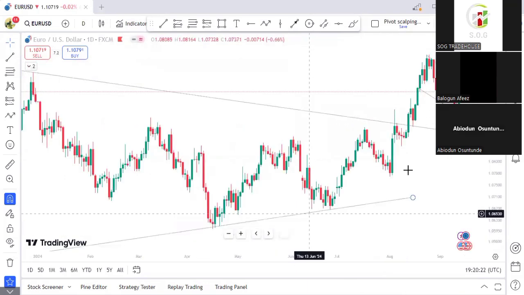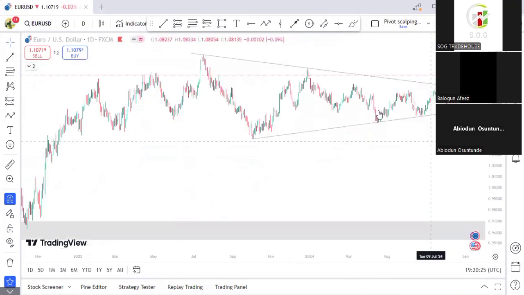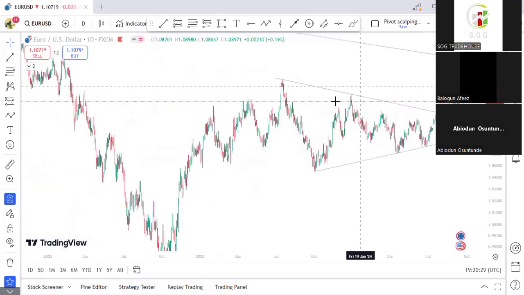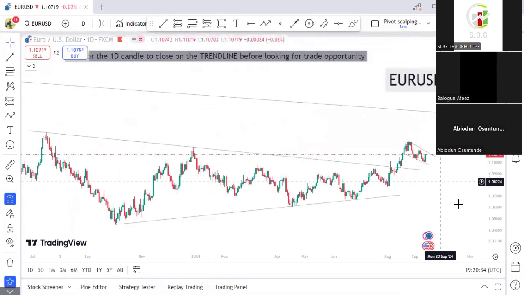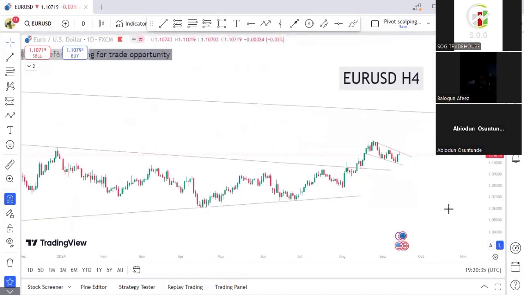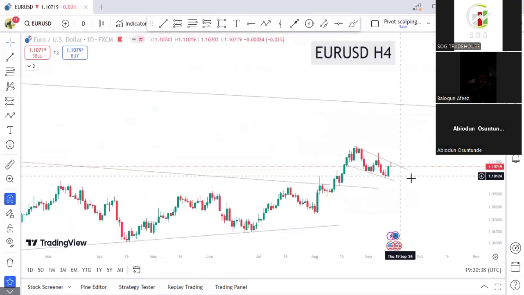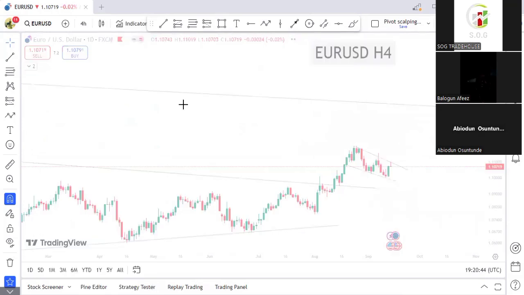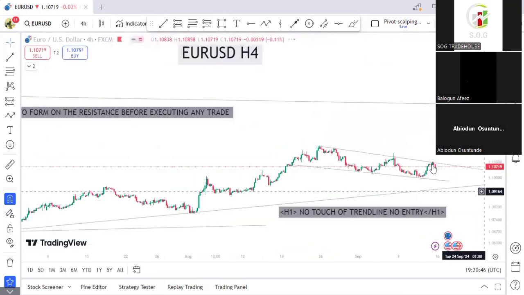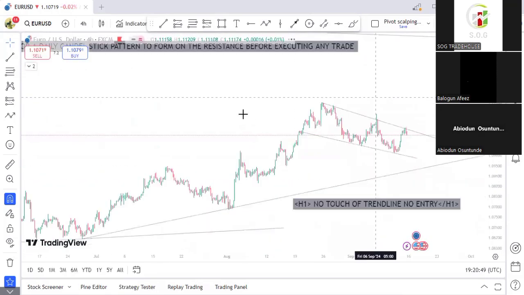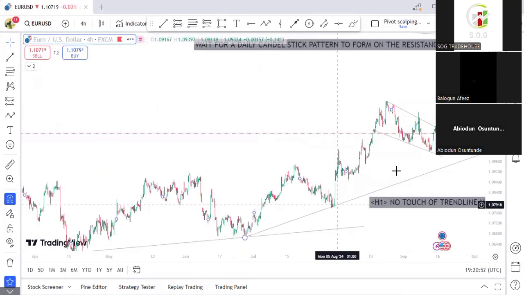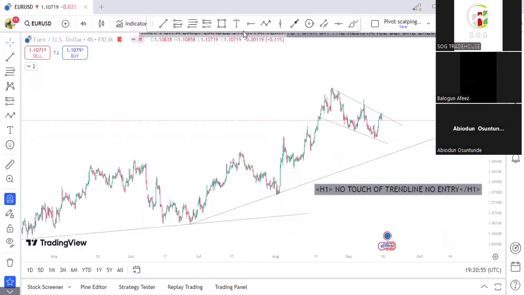You can see Euro USD is bullish, and on the daily time frame, it has broken out of this pattern. So for those that understand chart pattern, you can see another chart pattern forming here, a bullish flag pattern. So if we go down to the 4-hour time frame, you can see this is a low, there's another low, and what are we anticipating? We're anticipating the third touch of this trend line to continue with the move to the upside.